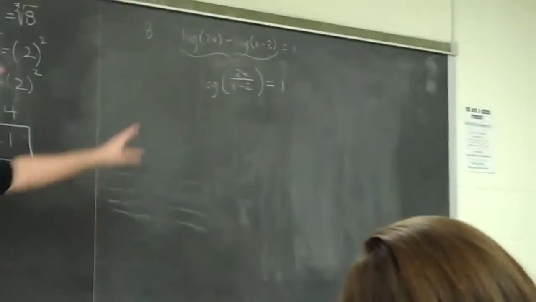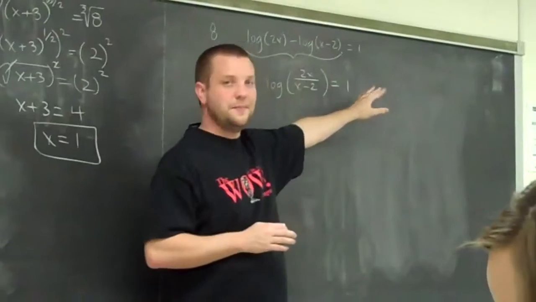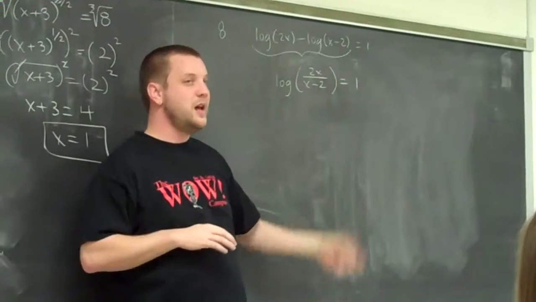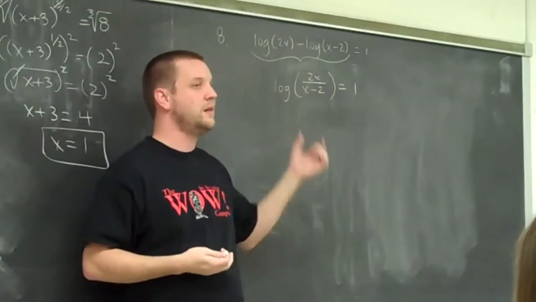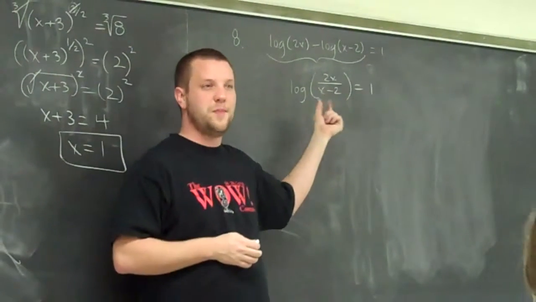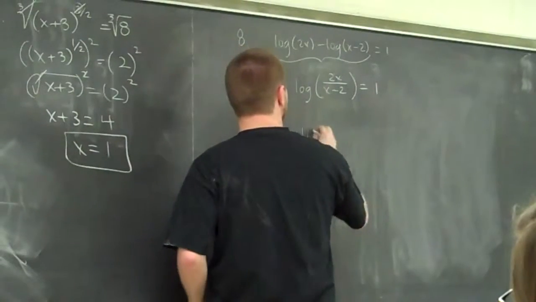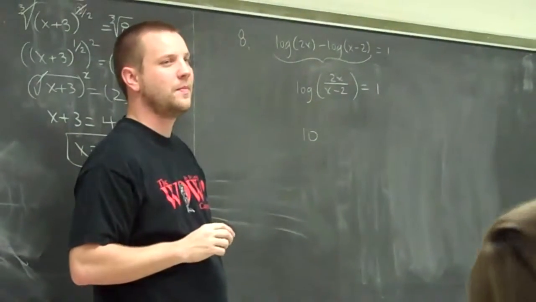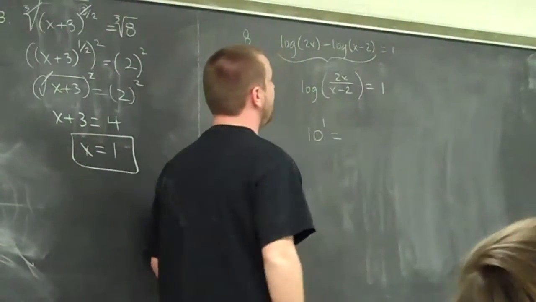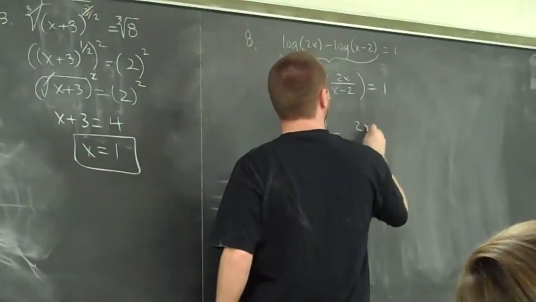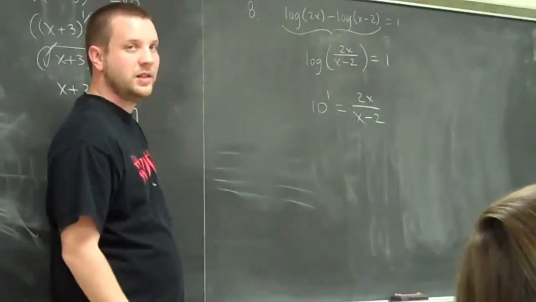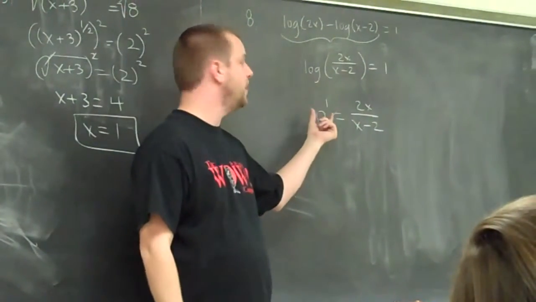Now this is the log of something equals a number, right? And our strategy was to rewrite this in exponential form, and I always started with my base. What's my base for this log? It's an unwritten 10. This is the common log. This is understood base 10, right? So this is 10. And what's my exponent? 1. Over here, the log equals the exponent. So 10 to the first power equals the leftover, the inside stuff. And since I'm kind of lazy, let's go ahead and knock this out. What is 10 to the first power?